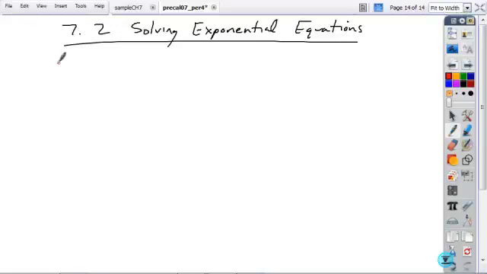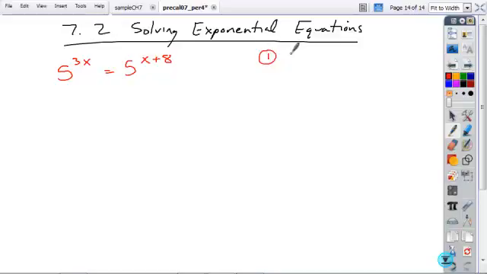So let's take a simple example and talk through the steps. All right, so the way that this first example is set up, there's a handful of steps that you want to follow in working with exponential equations. And again, these are equations that have variables in the powers.